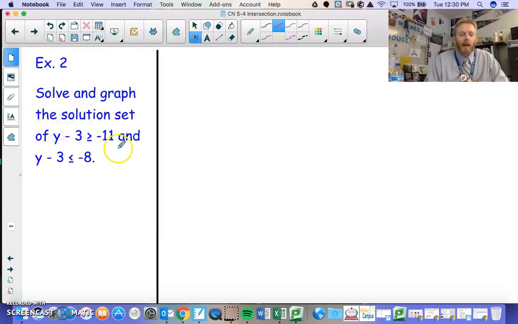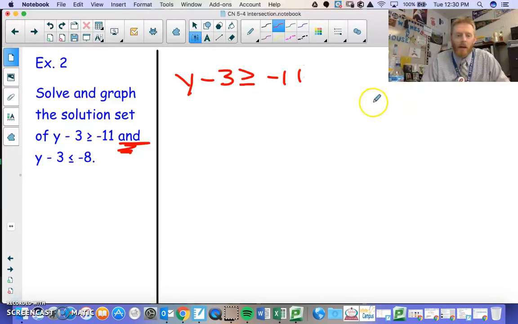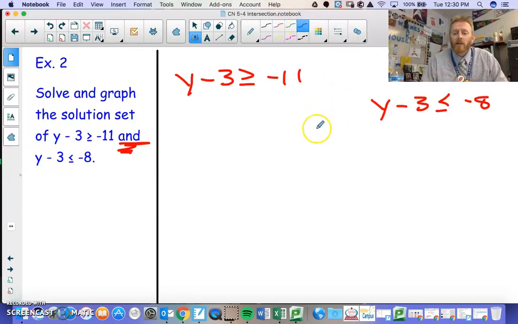Now this one says the word "and" in it. So we can think of it as two separate problems like are written down. y minus 3 is greater than or equal to a negative 11. y minus 3 is less than or equal to negative 8. We can solve them separately, just like we kind of did on the last one, or we can combine them into a compound inequality and make it happen all at once. We'll do it separately this time.